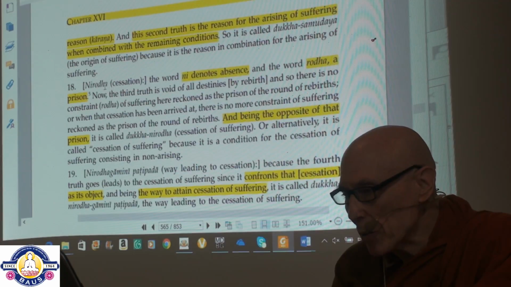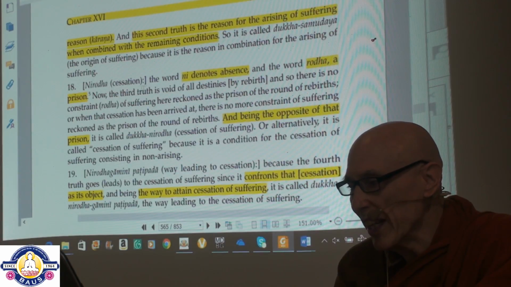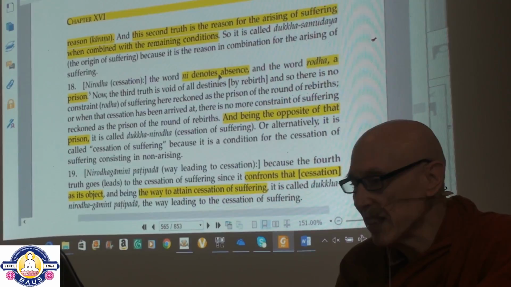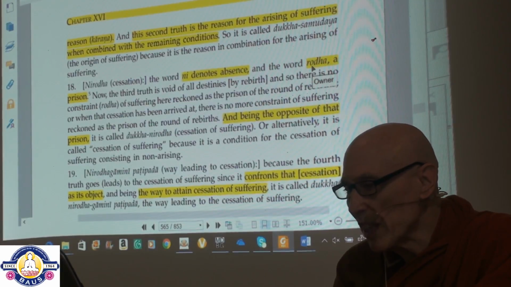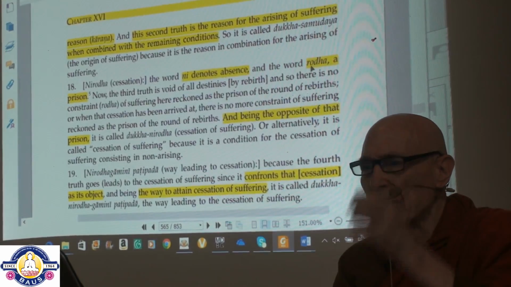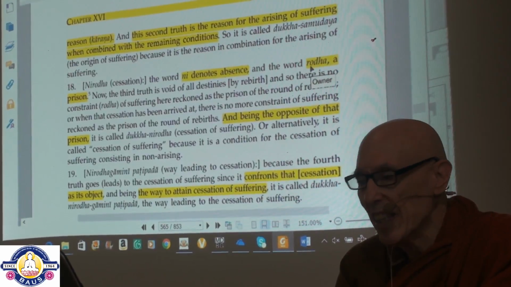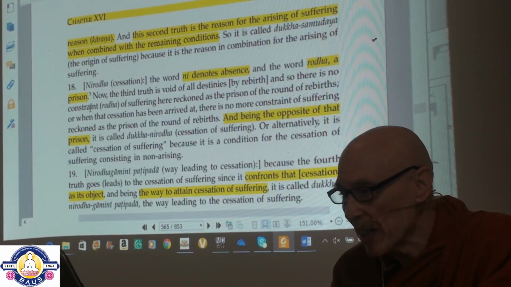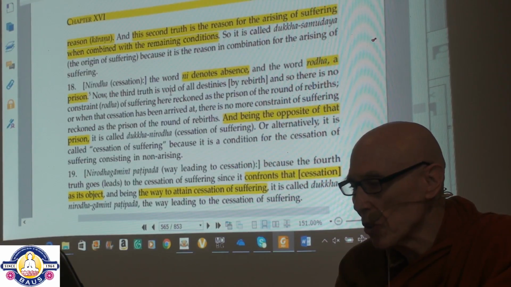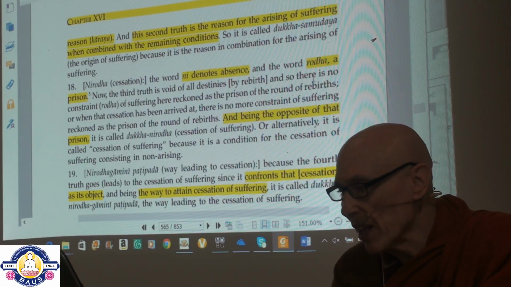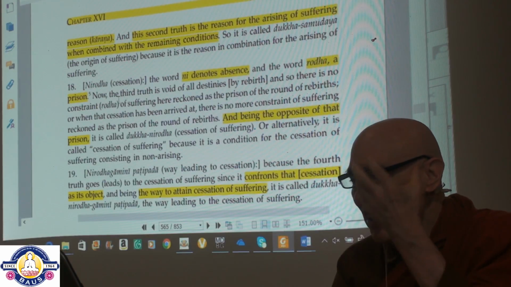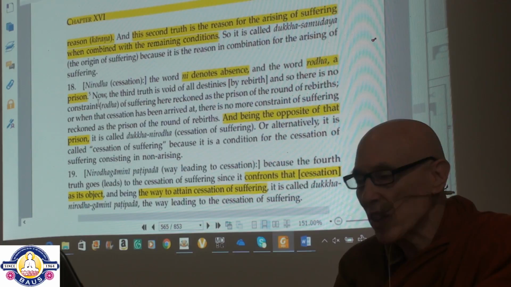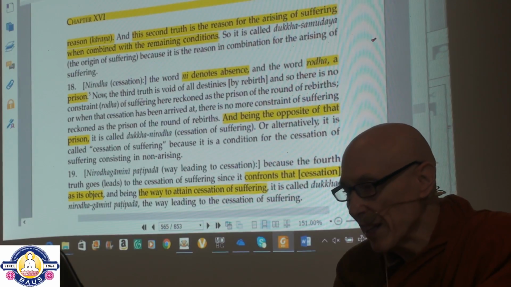And now the first part of this word, ni, denotes absence. And the word rodha is sometimes used in the sense of obstruction. Here he says a prison, maybe constraint is better. And so the third noble truth is void of all destinies of rebirth, and so there is, you could say, no obstruction of suffering.